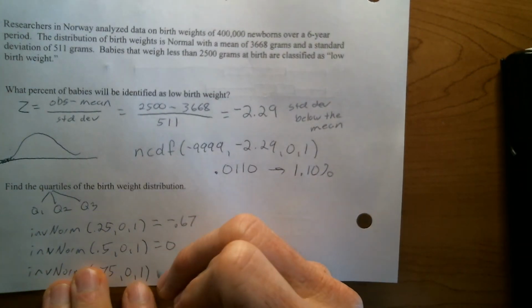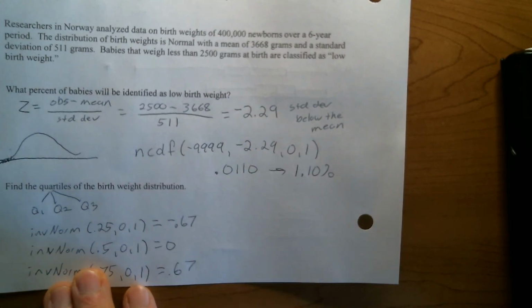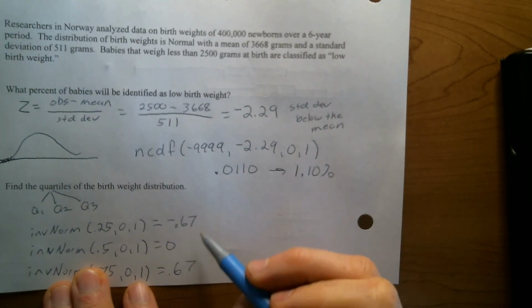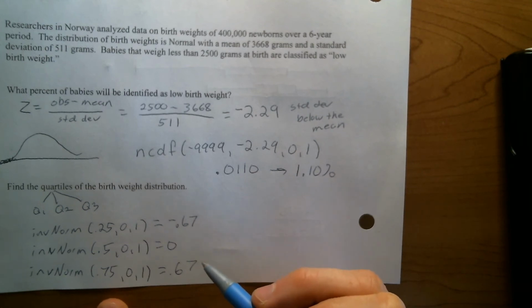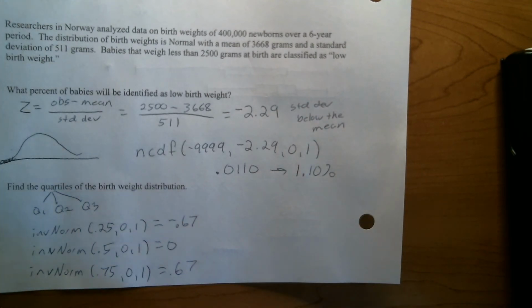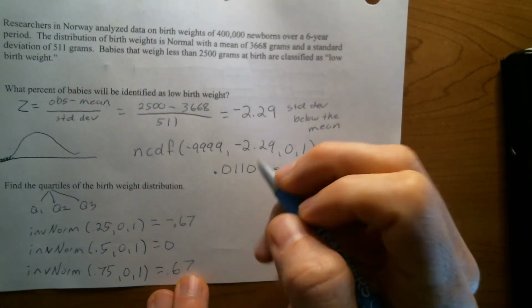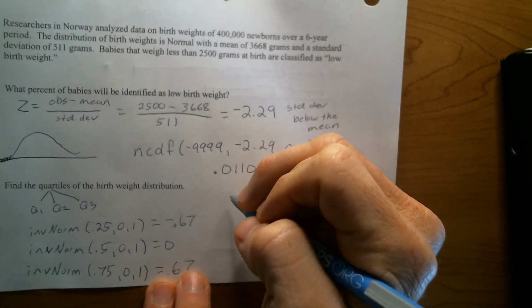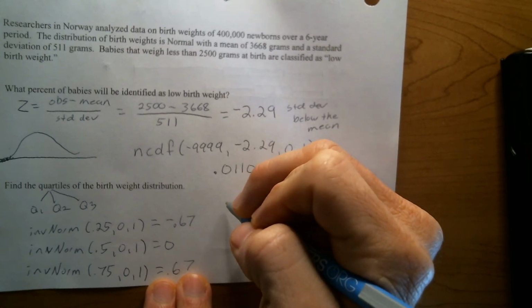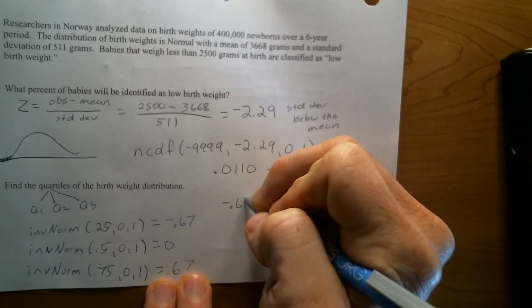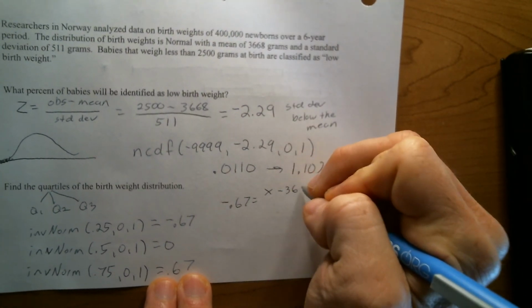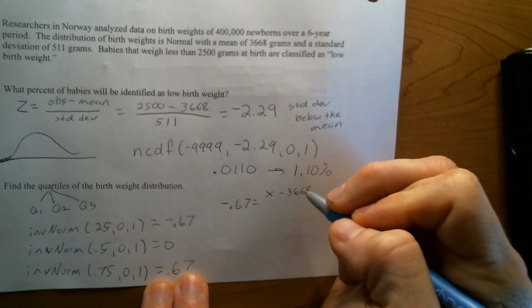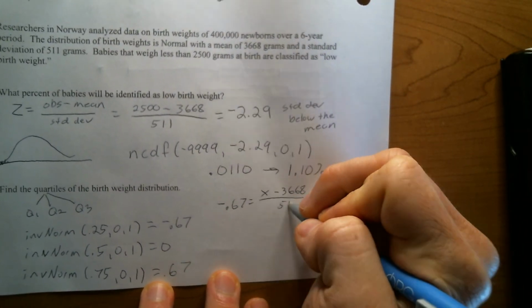All right. So these are the z-score cutoffs, which again are standard deviations, so standard deviations above or below the mean. Now we just have to figure out what they are in terms of actual observations. So we use the z-score formula in reverse. And we say, all right, our observation is what we're solving for. Our z-score is negative 0.67. Our mean is 3668. And our standard deviation is 511.